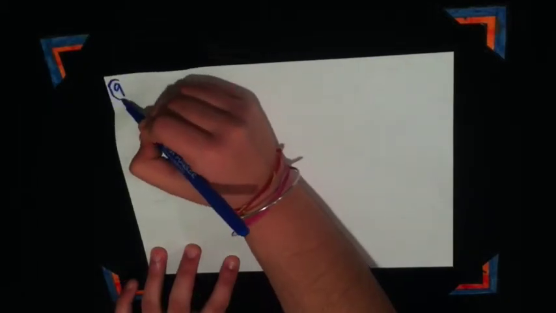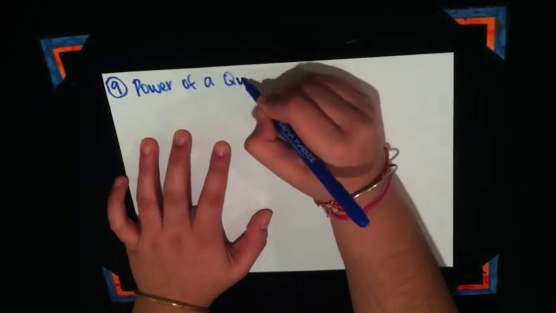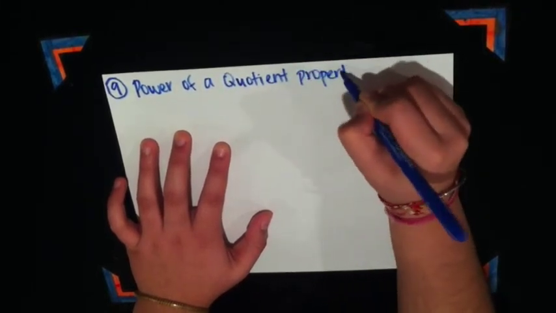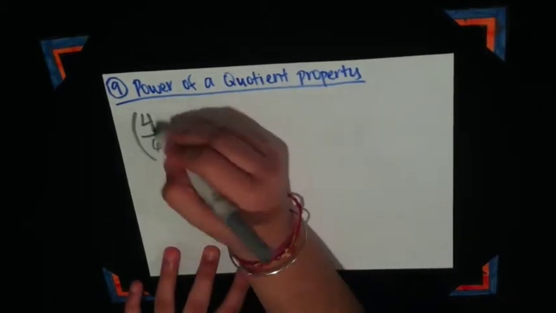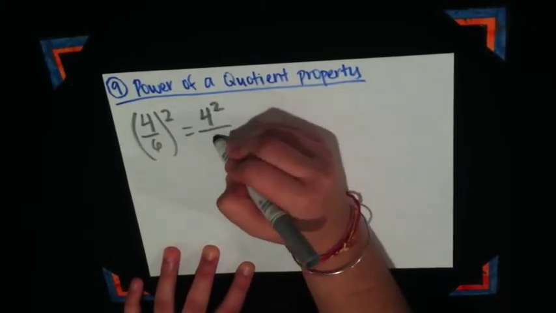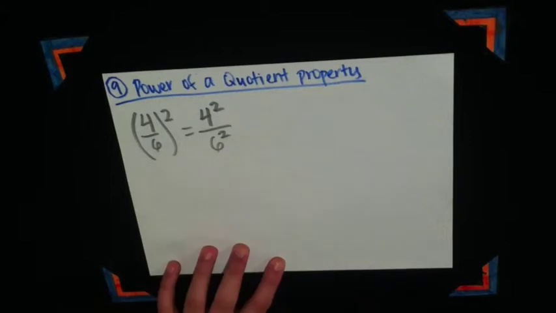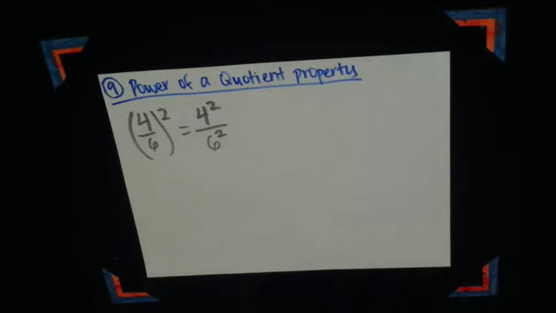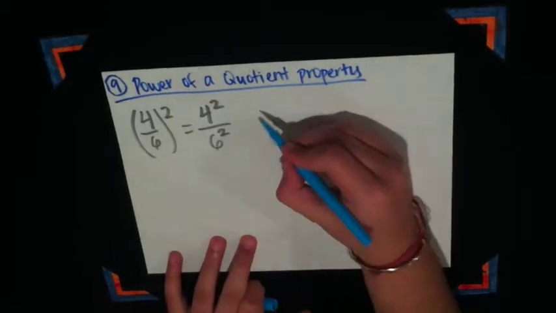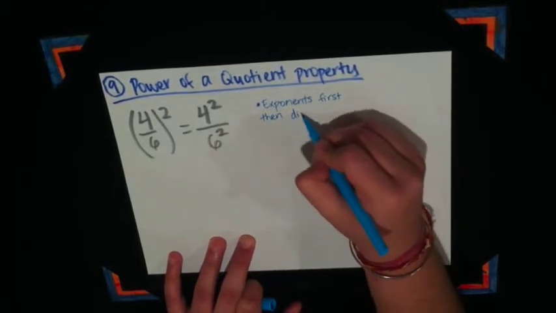Number 9. Power of a quotient property. Let me show you an example. (4 over 6) to the second power equals 4 to the second power divided by 6 to the second power. In this case, exponents first and then division. This time it's division. So 4 to the second power divided by 6 to the second power. Exponents first, then division, as I said before.